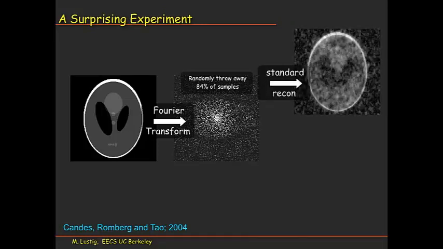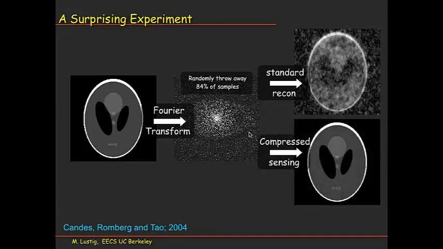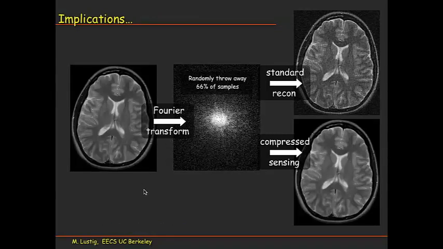And if you try to do a standard reconstruction, like minimizing the L2 norm, zero filling, and so forth, you get a corrupted image. But if you do a compressed sensing reconstruction, you can accurately get what you started with, even though you subsample the data significantly.